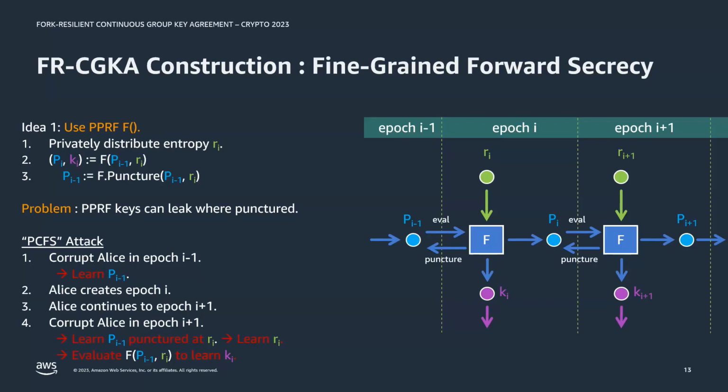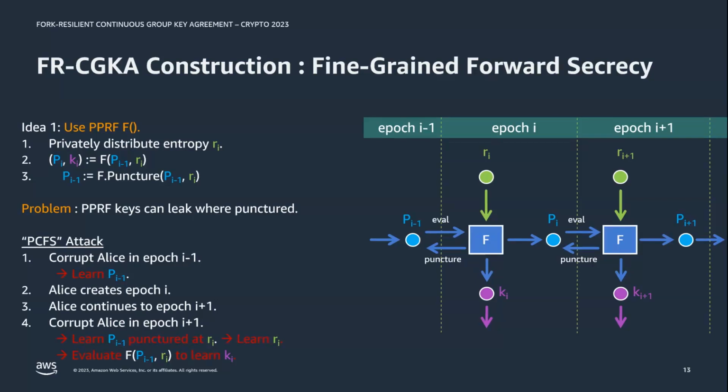For example, you corrupt Alice in epoch I minus 1. You learn the entire PPRF key because she hasn't done anything with it. She hasn't punctured it. Now she creates a new epoch, and it goes on to another epoch I plus 1, and so on and so forth. And eventually you go and corrupt her again. Now you look at the PPRF key from that first epoch.